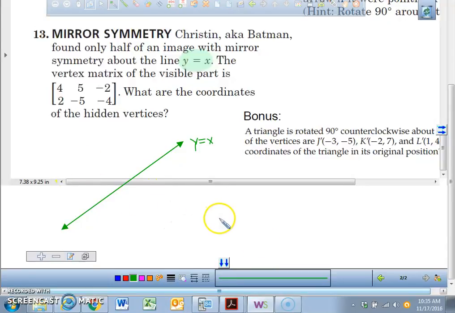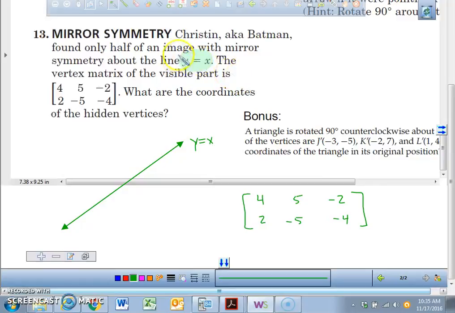And we have points on one side and points on the other side. So we have points over here, and they have to be a mirror image of points over here. Now, what does mirror symmetry look like? Exactly the same. So if I have a point here, the other one has to be exactly right there. If I have a point here, then I have to go perfectly on the other side. Put it there. Now, with the matrix, we have these points. We have a 4 and a 2, a 5 and a -5, and a -2 and a -4.